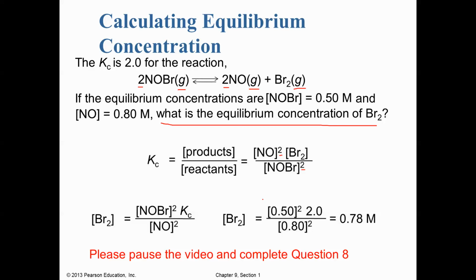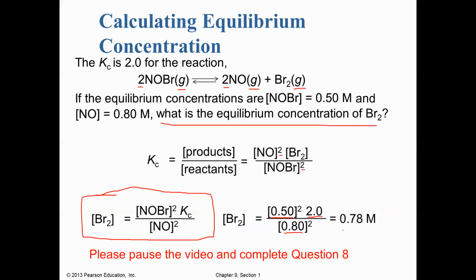But we don't want to solve for Kc, we want to solve for Br2. So we're going to have to rearrange our equation, and when we rearrange our equation, we end up with this right here. So again, if you don't know how to do this rearrangement, you'll have to brush up. And now we're just going to plug in our numbers from the problem. So here is our value of Kc. Here is our concentration of NOBr, and here's our concentration of Br2.